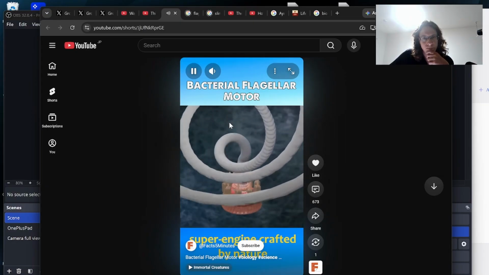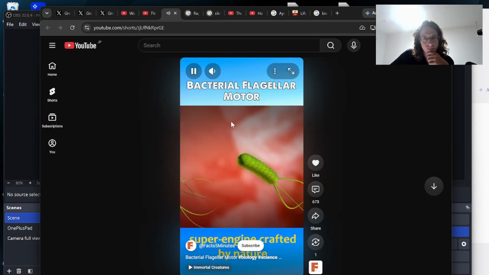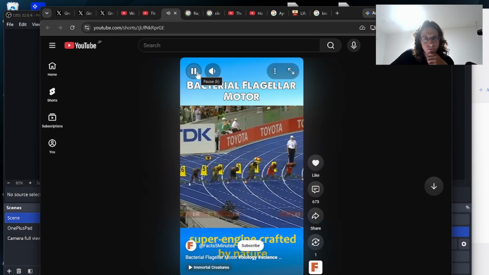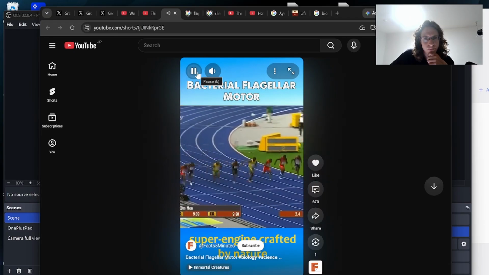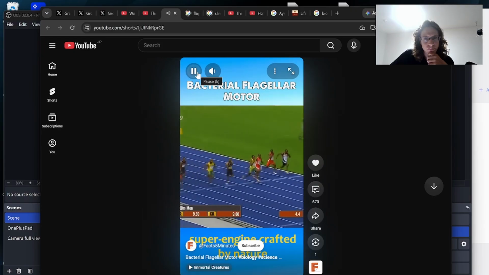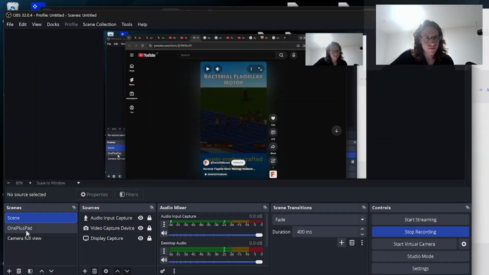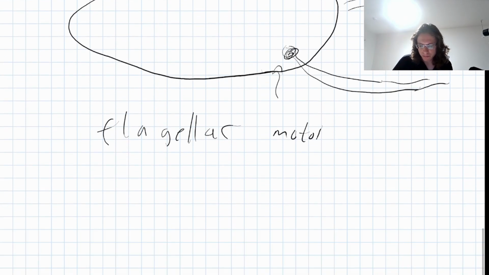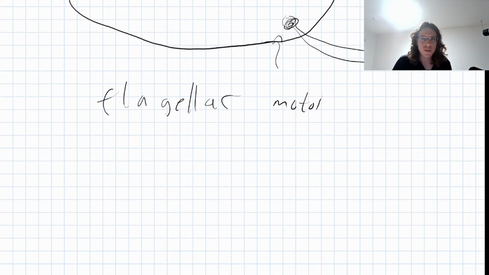This motor acts like a propeller, propelling bacteria forward at speeds of up to 60 times their body length per second, a feat comparable to a human sprinting 100 meters in just 1 second. Yeah, okay. So how exactly does it work? Is it a self-caused action, this movement of bacteria?